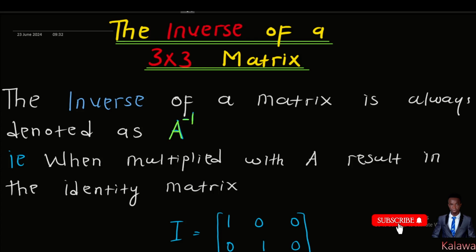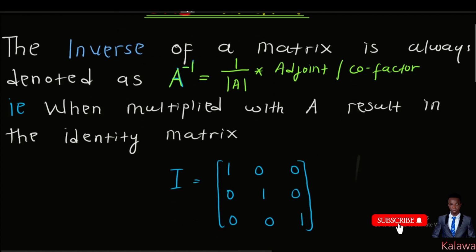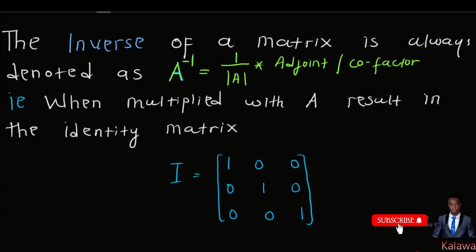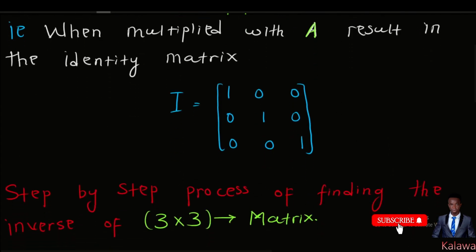It is always equal to 1 divided by the determinant of A, multiplied by the adjoint, or we say the cofactor. That is, when multiplied with the matrix A, it results in the identity matrix. The identity matrix is always 1, 0, 0. So this is how you determine the identity matrix.